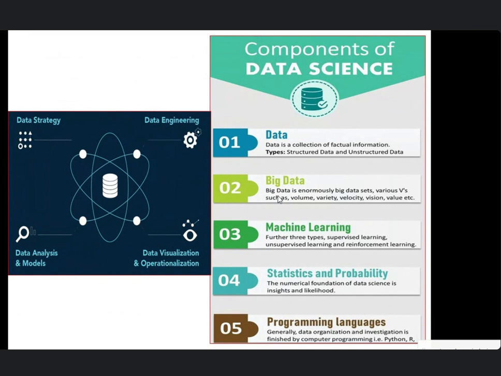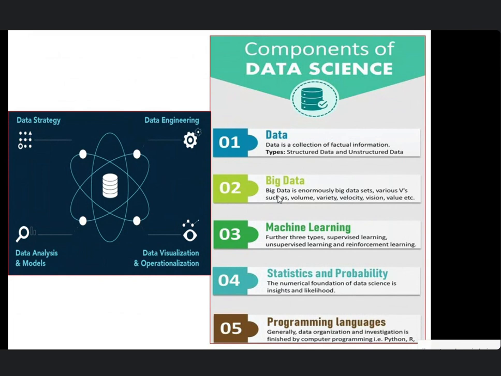Then we are moving to big data. Which data can I call big data? Data that traditional systems are unable to process is called big data. And we are using three V's like volume, velocity, variety, and then value, veracity, viscosity, etc. Seven V's are there.